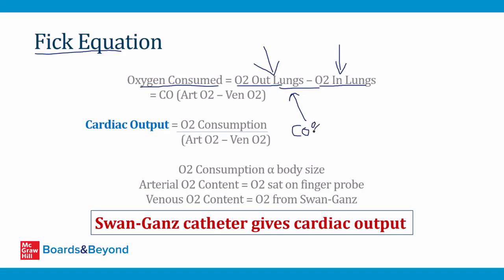times the percent of blood that is oxygen. And the oxygen in the blood going into the lungs is also going to be equal to the cardiac output times the percent of oxygen in that blood that's entering the lungs. So we can write this equation like I've shown here.